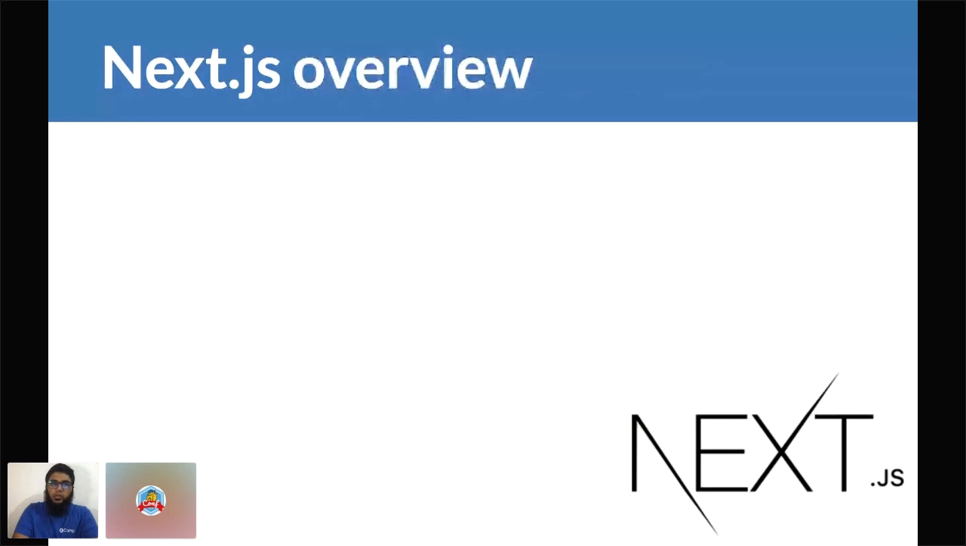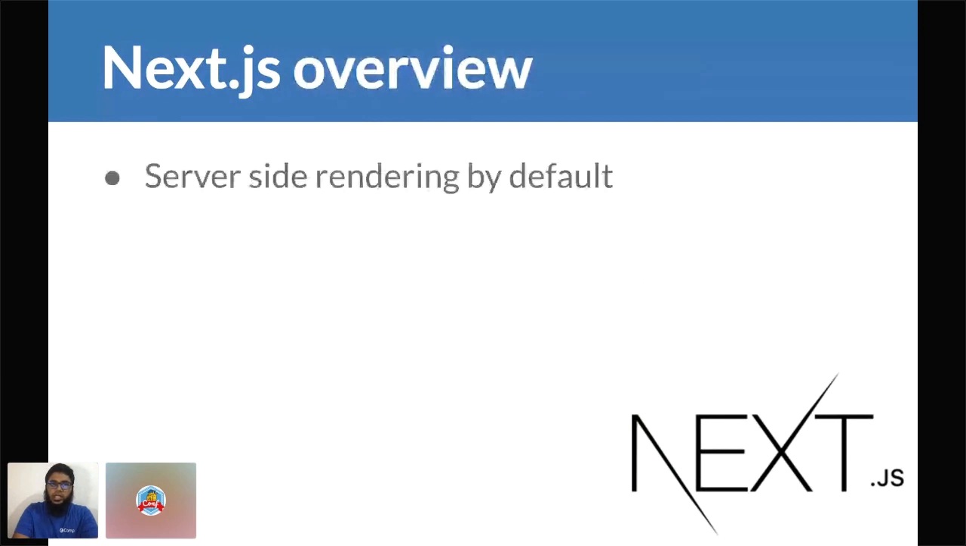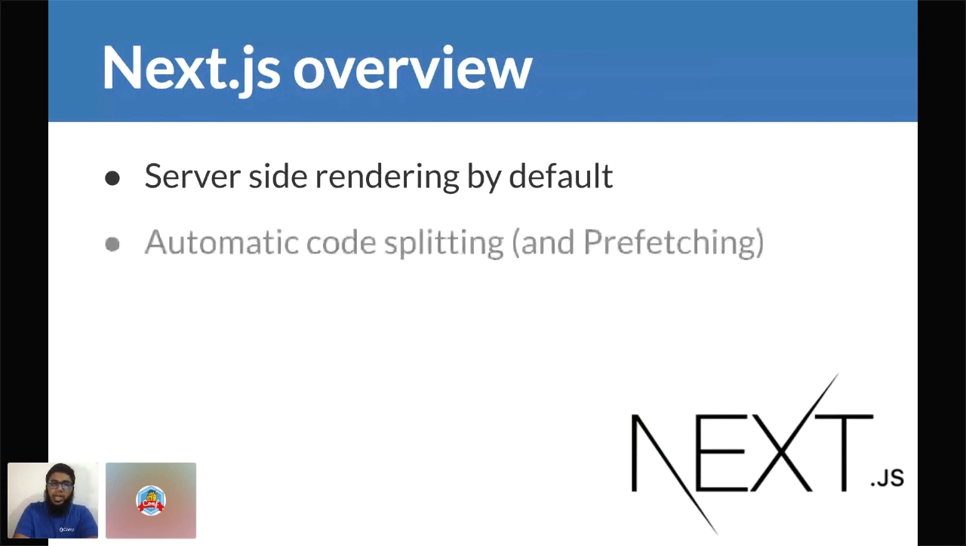So, an overview of Next.js. It gives server-side rendering for free. By default, it is server-side rendered, so you don't have to configure any single thing for it to render on the server. It is already rendering on the server. It has automatic code splitting and also prefetching, which is great. Prefetching means it will already fetch your pages before you even click on them.